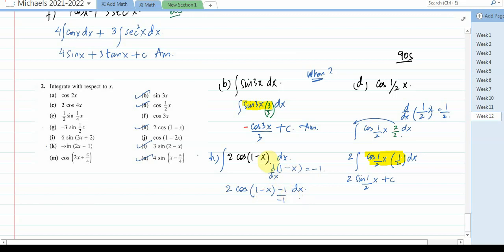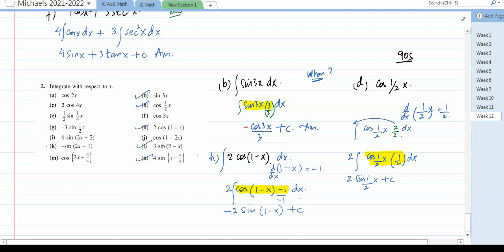Right, now this function is ready to integrate because the derivative part is just right next to it, and this negative sign I'm taking common, taking outside the integral sign, so it's -2 sine(1 minus x) plus c.